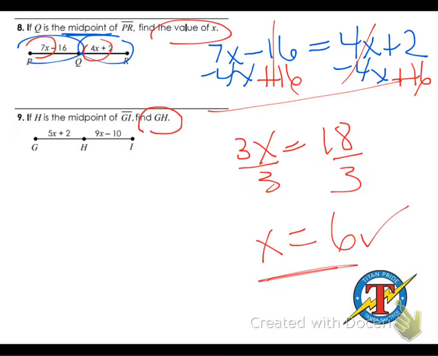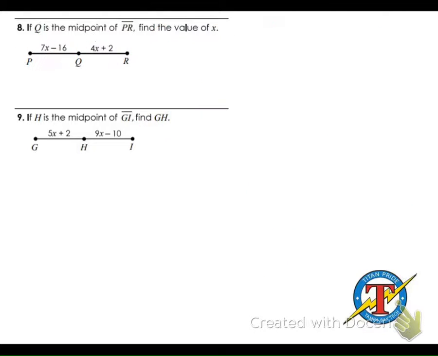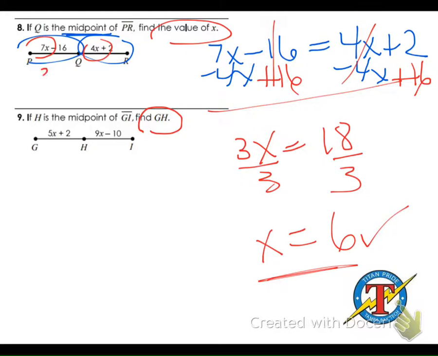Okay, plugging in a 6 here, 7 times 6 would be 42, and then 42 minus 16 gives me that piece is 26. So this piece is 26. And since this was a midpoint, the other piece should be 26 as well, but we'll check it. Plugging in the 6 right here, 4 times 6 is 24. Add 2, you also get 26.